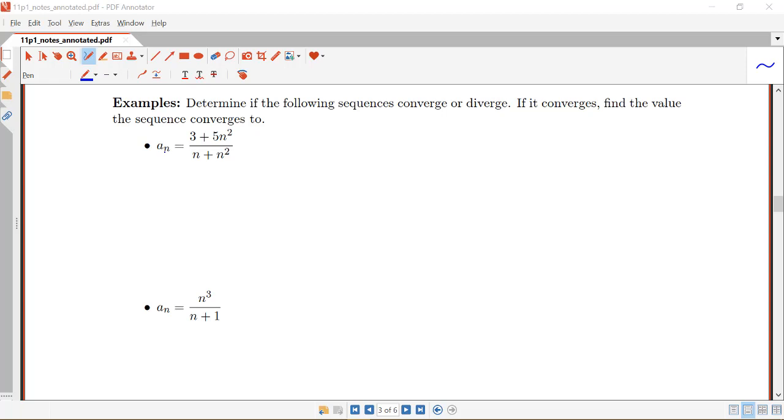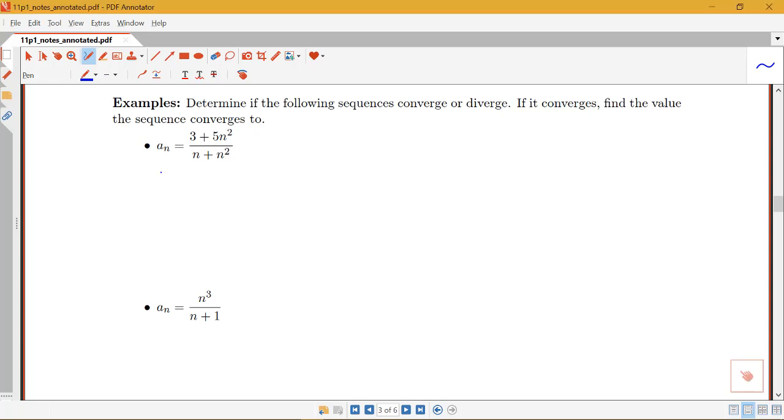I have my first sequence as having the nth term be (3 plus 5n squared) over (n plus n squared). So remember, the definition of sequence convergence involved looking at the limit as n goes to infinity of that nth term, (3 plus 5n squared) all over (n plus n squared). Okay, so we want to think about the techniques that we used for limits at infinity back with functions. When I had just powers of x over powers of x, I would divide by the highest power in the denominator. So that's what we're going to do here.